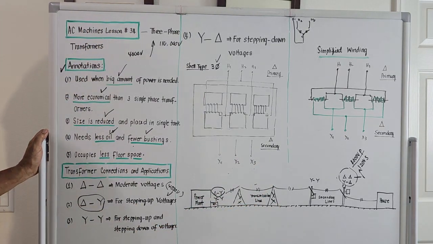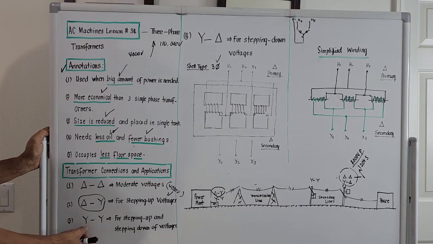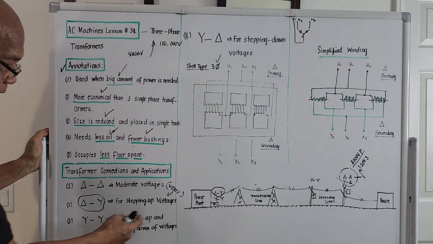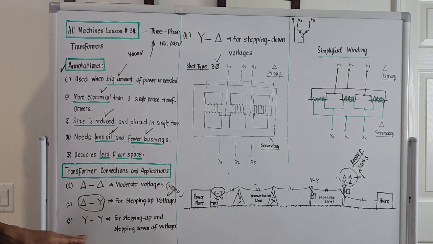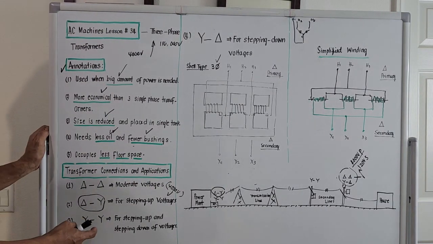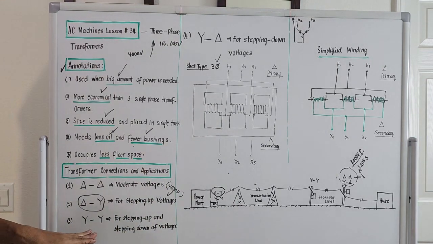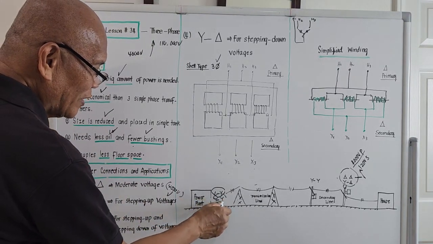Okay? What's next? A YY connection, meaning the primary is Y connected, and the secondary is Y connected, and the application of this connection is actually for stepping up or stepping down. So this is a very good connection, because it could be used for stepping up and for stepping down. So where could this YY connection be located? It's near the power plant.